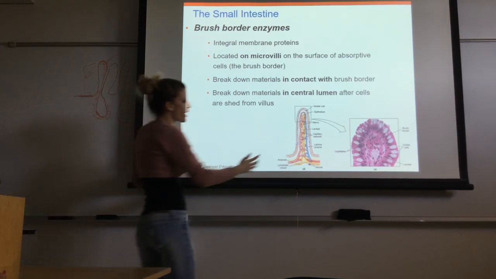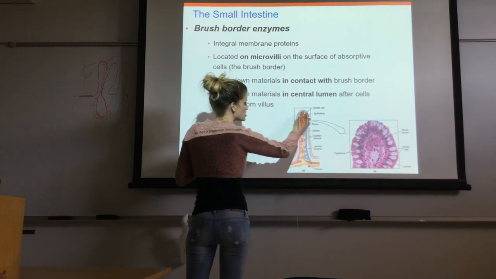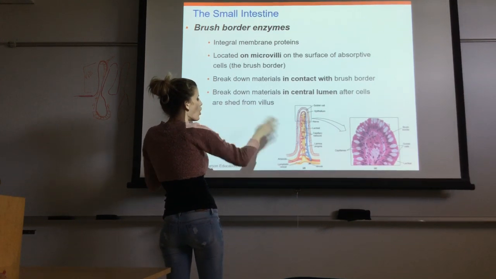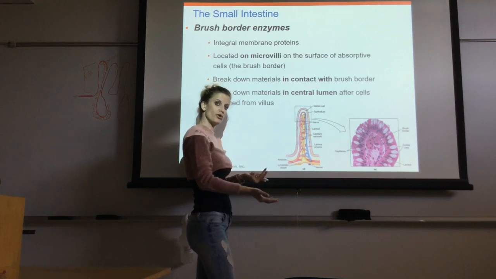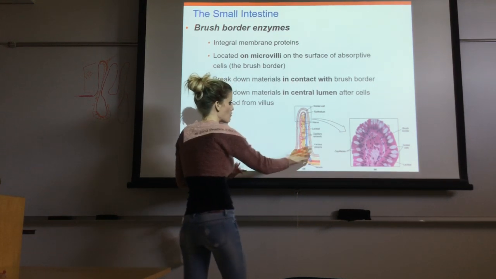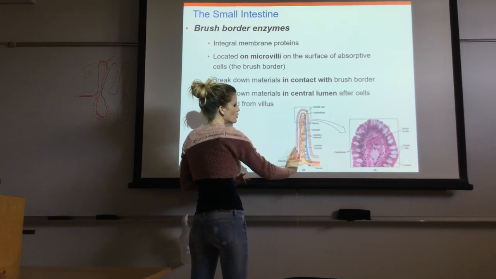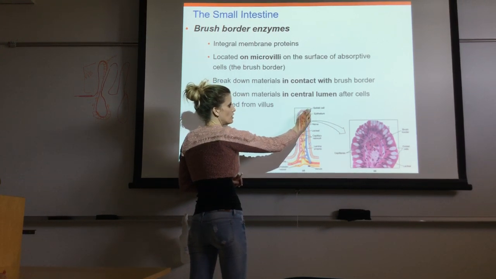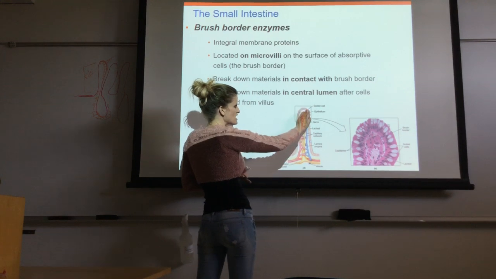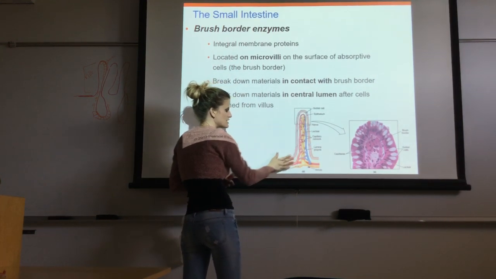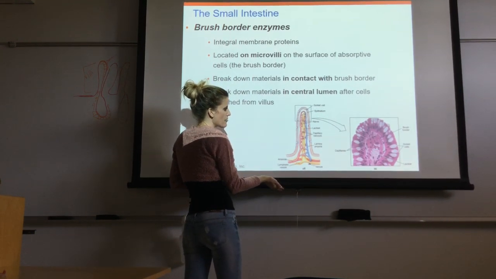So typically, while the enzymes are actually attached to these cells, they can only metabolize or break down materials that are in contact with the brush border. So while they're attached to these cells, they're only gonna work on nutrients that are right here, right? Because they're attached, the enzyme's not coming up and going anywhere. So it's just gonna be breaking down things that are really close to the lining of the intestines.